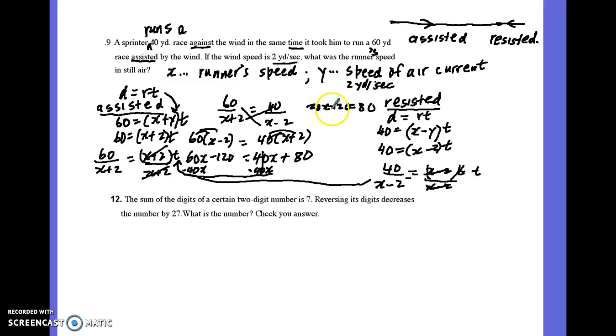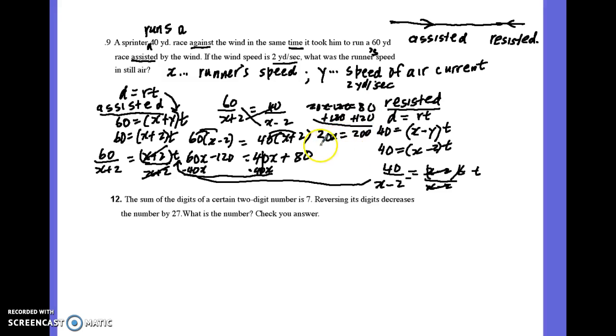This is 120, so I've got the x's on the left. I need the numbers on the right, so I'm going to add 120. This is gone. I have 20x equals 120 plus 80 is 200.